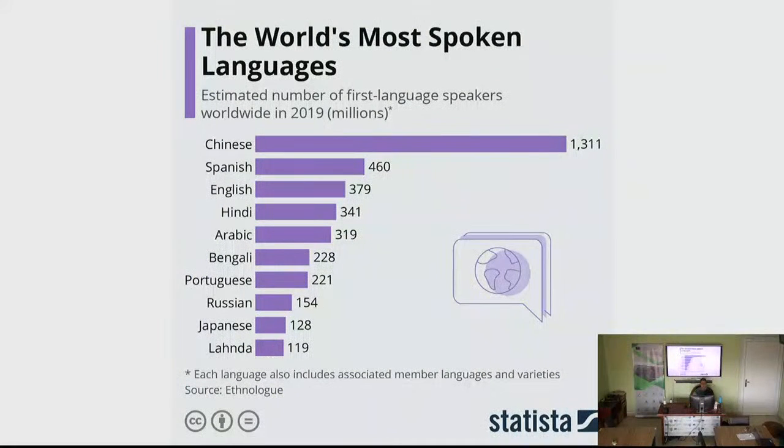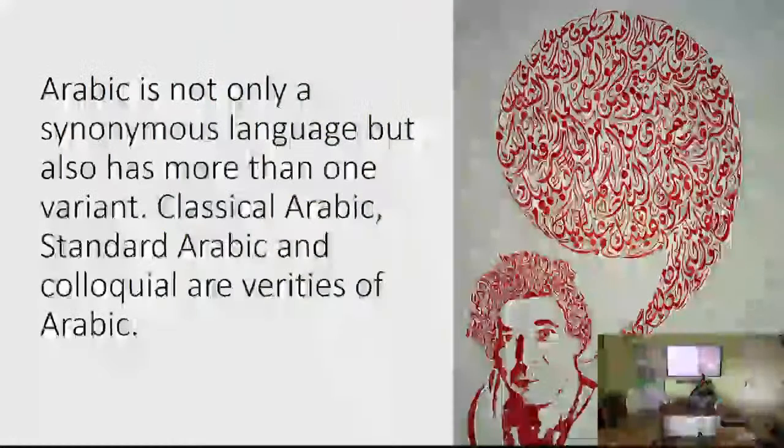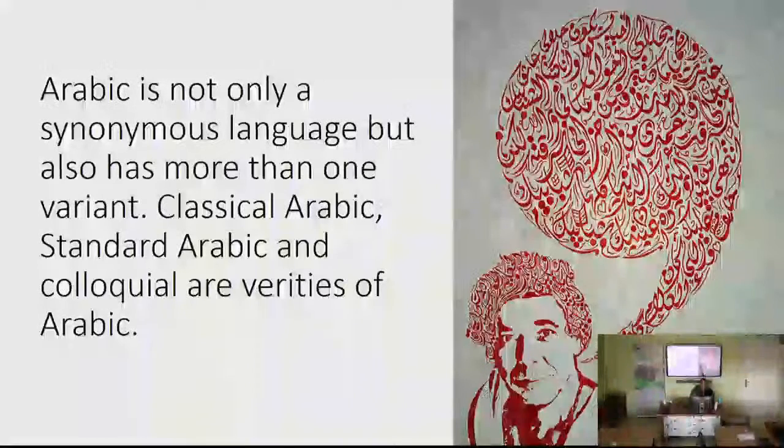According to the latest surveys, more than 300 million speakers speak Arabic as a first language, as their mother tongue, as you can see. And Arabic is not only a synonymous language, but also has more than one variant. Classical Arabic, Standard Arabic, and Colloquial are varieties of Arabic.